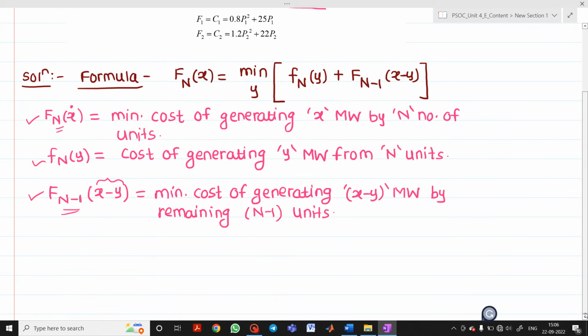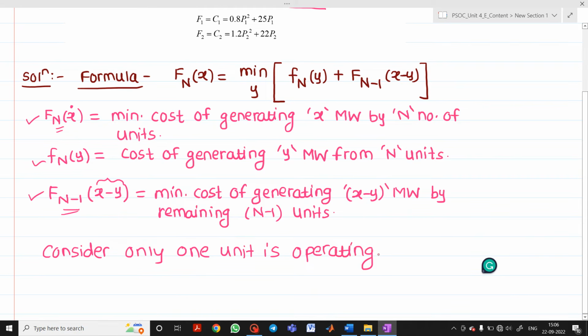So now let's start with this numerical. Let us consider that only one unit is operating. Only one unit is operating means what? Here we will write it as F capital N of x. Now how can we write that only one unit is operating? Here n is nothing but the number of units. So as only one unit is operating, we will write it as F1.